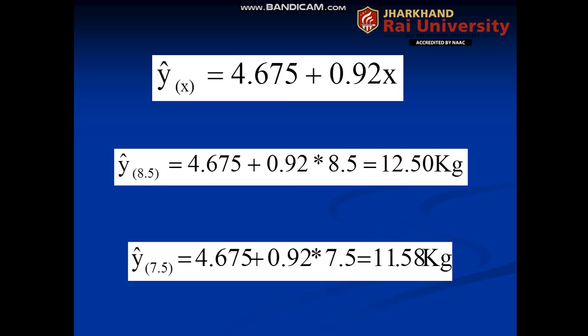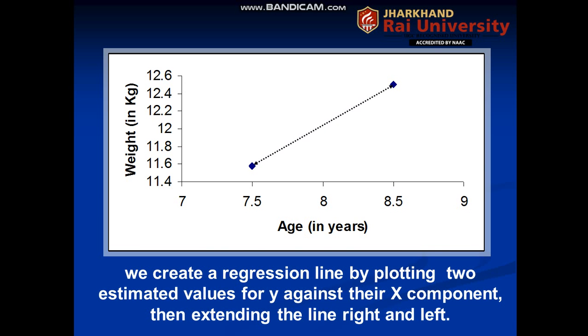So this is the equation, and we will get the value of y equals 4.675 plus 0.92 into x. The x is the value which has been asked in the question. So in the question we are asked to find for 8.5. So the value is 12.50 kg. And similarly for 7.5 we are getting the value of 11.58 kg.